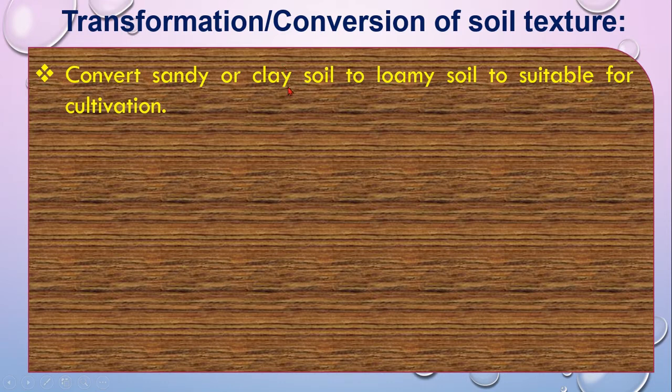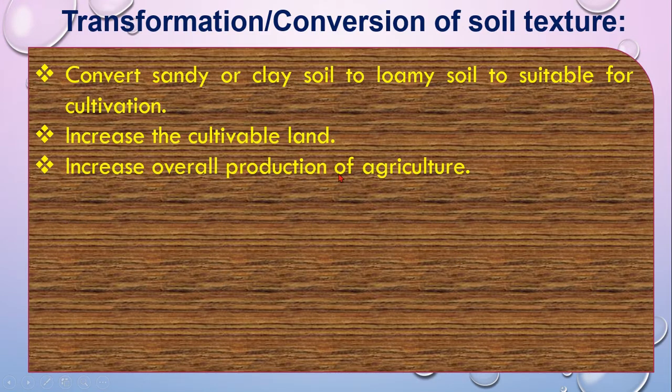In sandy soil, not all types of crops can be cultivated, and in clay soil, not all types of crops can be cultivated. For instance, rice can be cultivated in clay soil very well, but potato cannot. That is why if we convert this into loamy soil, it will be good for cultivation and production will be very good. It will increase the cultivable land. If the land is less, it will increase the cultivable land. When you convert the soil, it will increase overall production of agriculture.